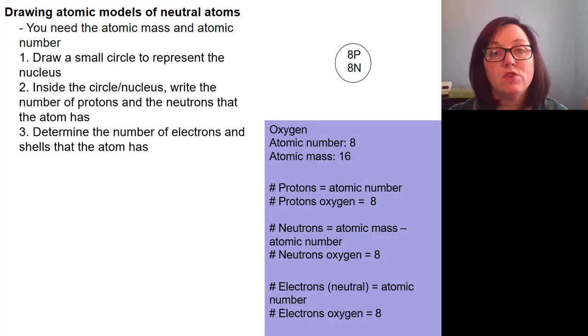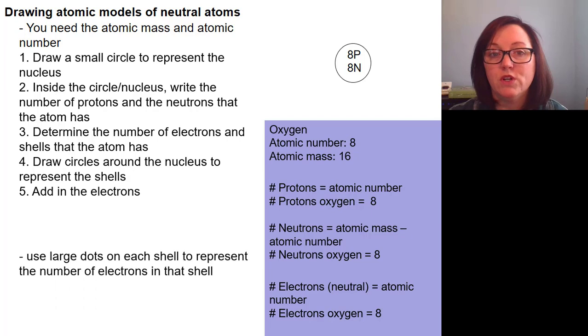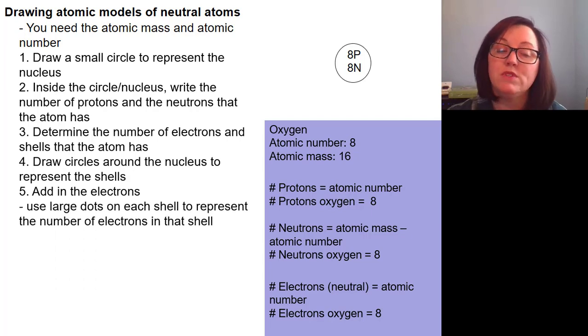We always put electrons in the first shell first. That holds a maximum of 2. And then we put electrons in the second shell next, and that holds a maximum of 8. So we're going to draw circles around the nucleus to represent the shells, and we'll add in electrons. We're going to use large dots to represent the electrons on the shells.